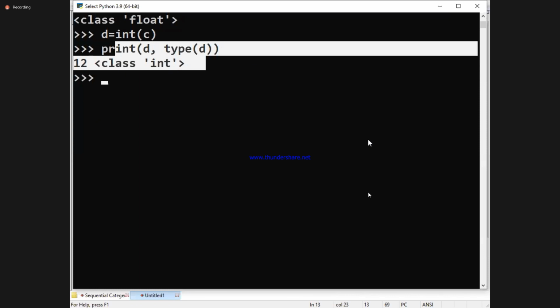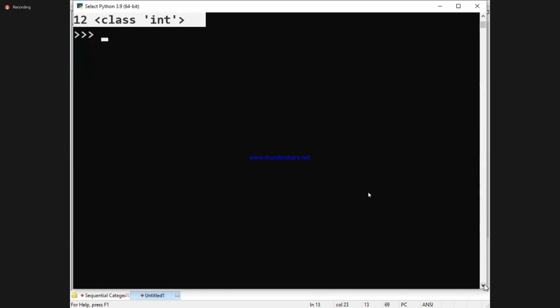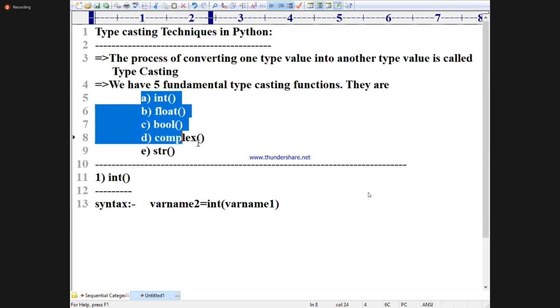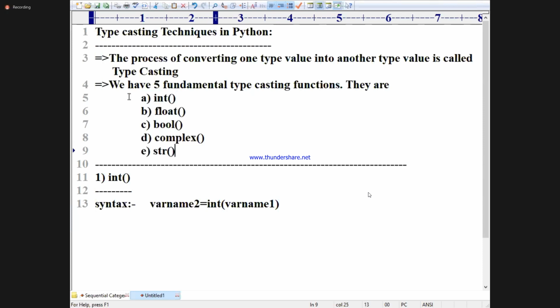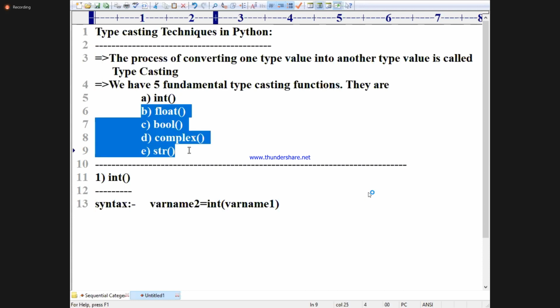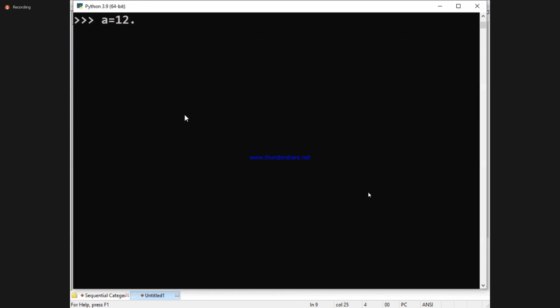Let us move forward. Now I am going to deal with how many conversions? 5. That means I have to take 4 examples, converting other types of values to int type. Start one by one. A is equal to 12.34. Which conversion? Float to int. B is equal to int of A. Print of B. What is the result? 12.